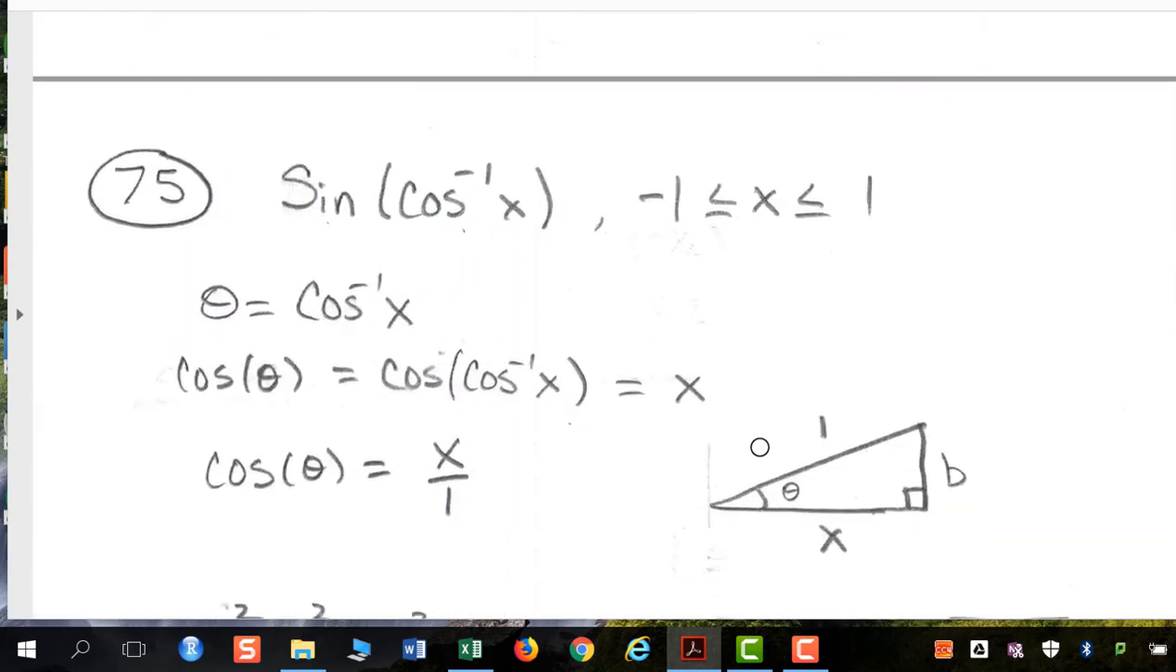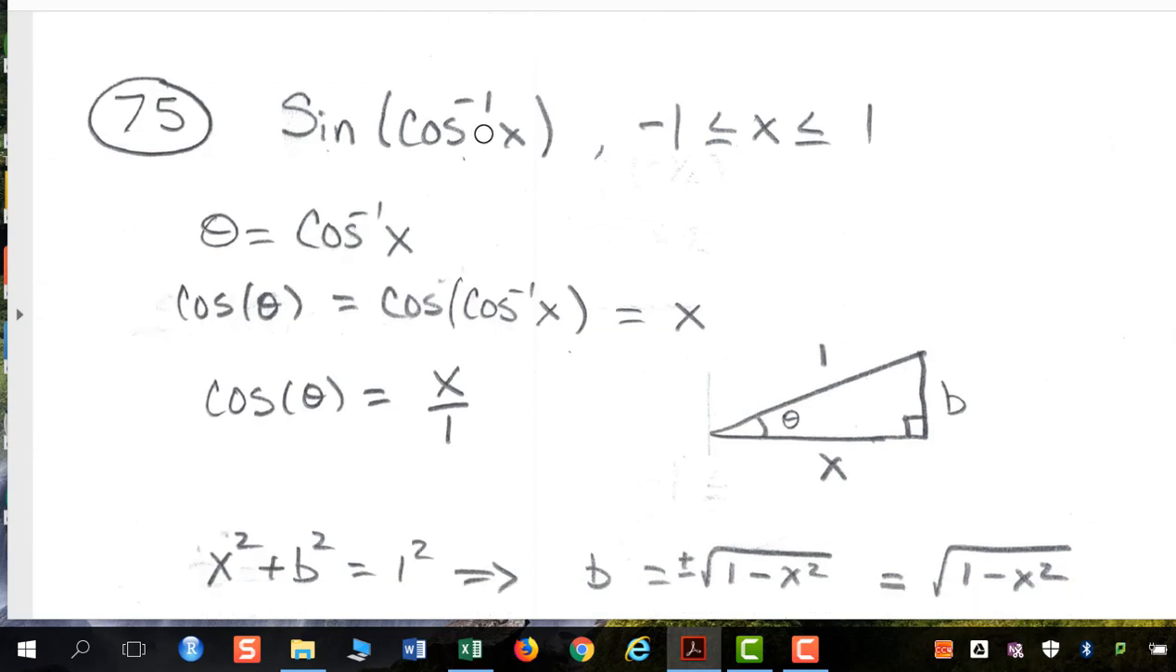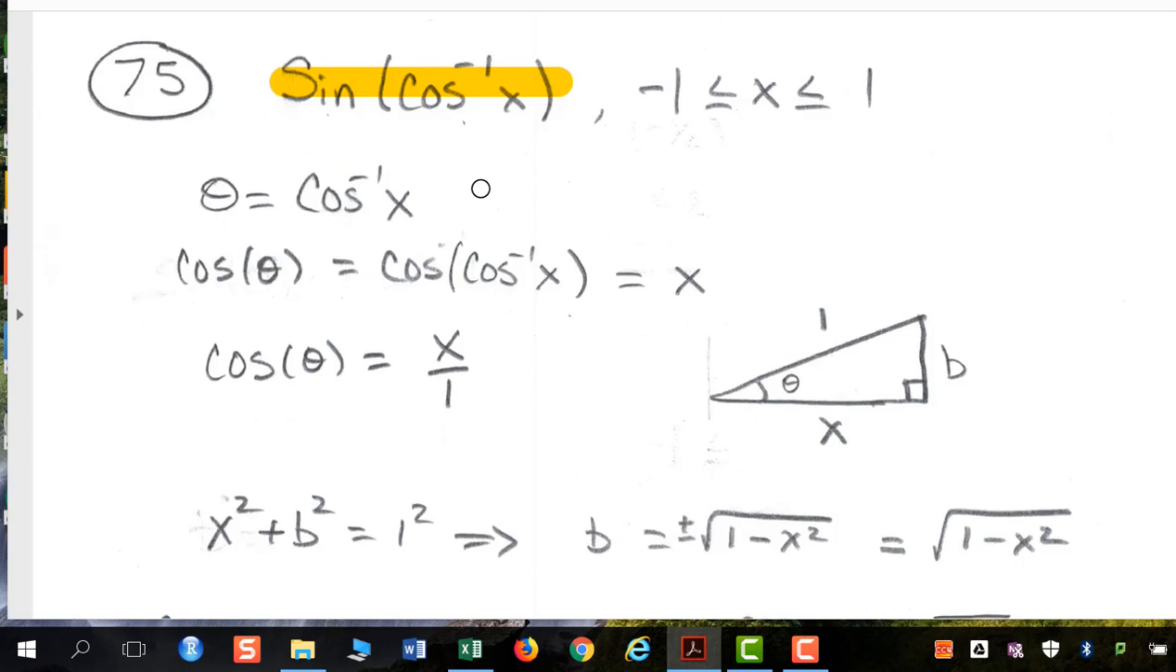Okay, number 75. We are given arc cosine of x inside the sine function. We're told that x is between -1 and 1, and we're asked to rewrite this sine of arc cosine of x without any cosines or arc cosine functions. So the first thing I did was take the arc part, the arc cosine of x, and set that equal to theta.